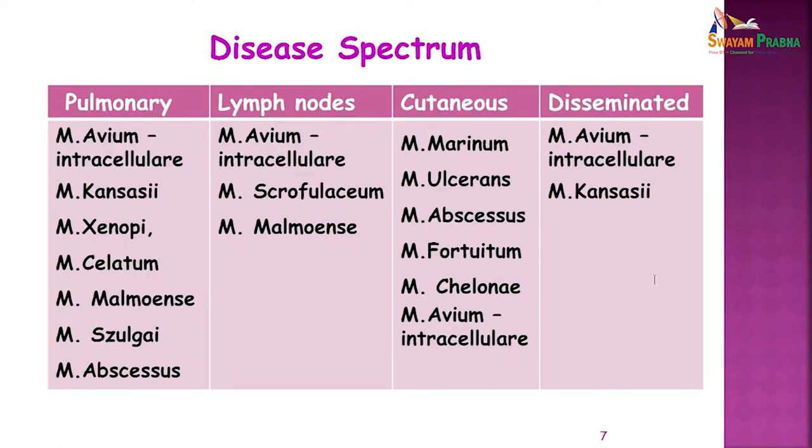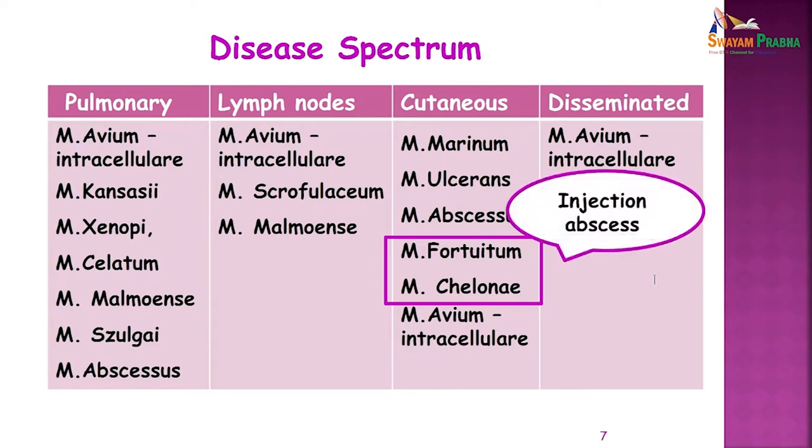So let's look at the disease spectrum. The main four diseases caused by NTMs are pulmonary disease, lymphadenitis, cutaneous, and disseminated disease. Mycobacterium avium intracellulare or MAC can cause pulmonary, lymph node, cutaneous, as well as disseminated infection. Mycobacterium scrofulaceum is also known to cause lymphadenitis. M. fortuitum and M. chelonae are notorious for causing injection abscesses as well as wound infections.